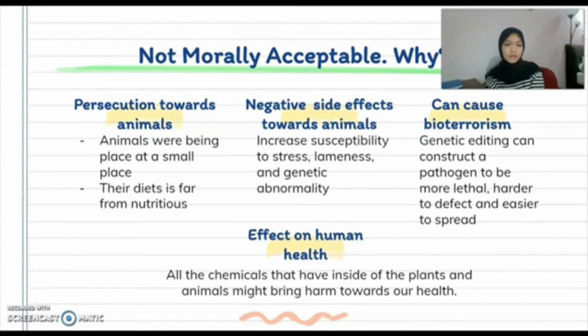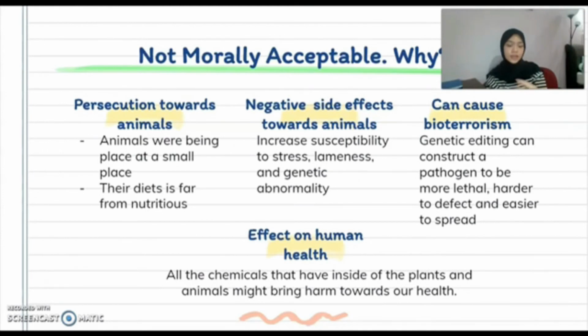Next is negative side effects towards animal because bila kita buat genetic engineering ni towards the gene dekat dalam animals tu, dia akan bawakan unintended side effect towards them such as the increased susceptibility to stress, lameness and genetic abnormality. All these side effects not only going to affect the animal, but if they are the child, it will also affect the child. Next is because it can cause bioterrorism.